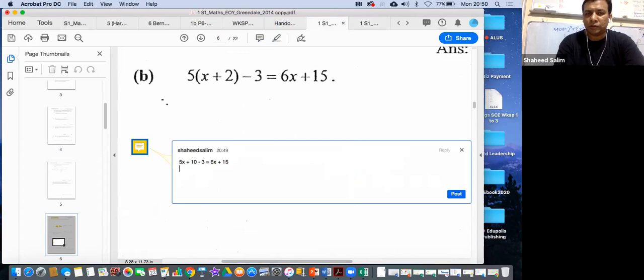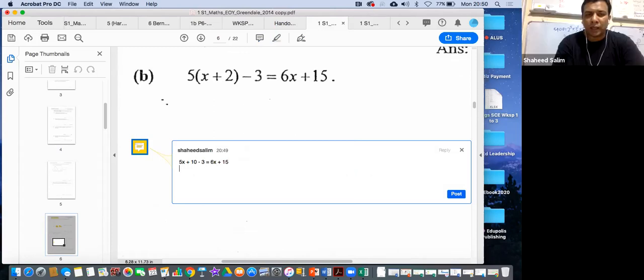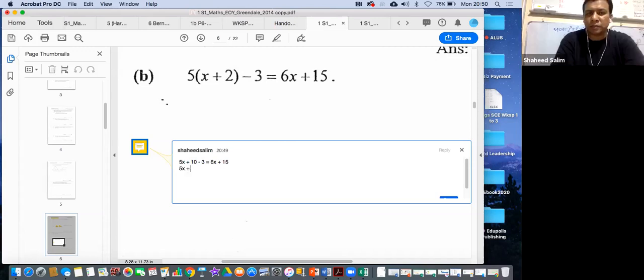All okay so far? Yeah. Okay, you want to simplify this one first? This is plus 10, correct? You have $10, you owe $3. So what is the balance? 5x plus or minus? Plus, because you have $10. So when you pay the $3, you are left with 7. So now down here will be 6x plus 15.